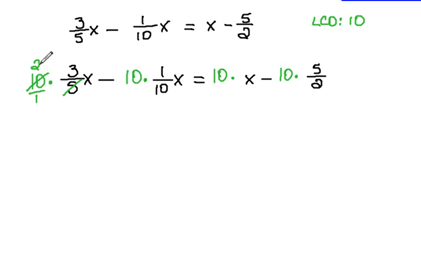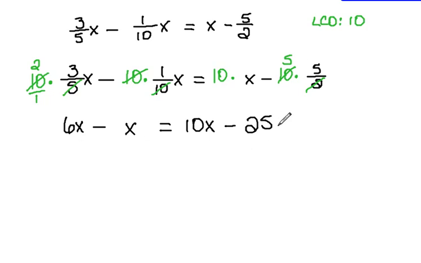So all we're left with here now is 2 times 3 times x, which is, oops, I'm going to go ahead and just multiply it there, 6x minus. Now for our next term here, a 10 multiplying and dividing by the same number, one on top, one on bottom, will cancel. So we're just left with x equals. Now in our next term, we have 10 times x, which is 10x minus. And in our last term here, 2 will go into 10 5 times, and 5 times 5 is 25. Now at least we don't have any more fractions to deal with, and we can continue solving this equation.